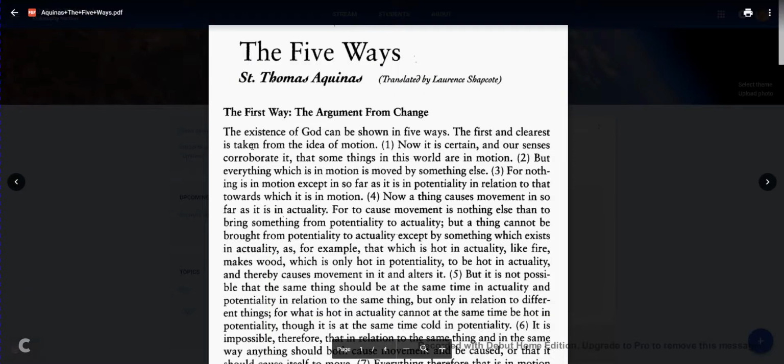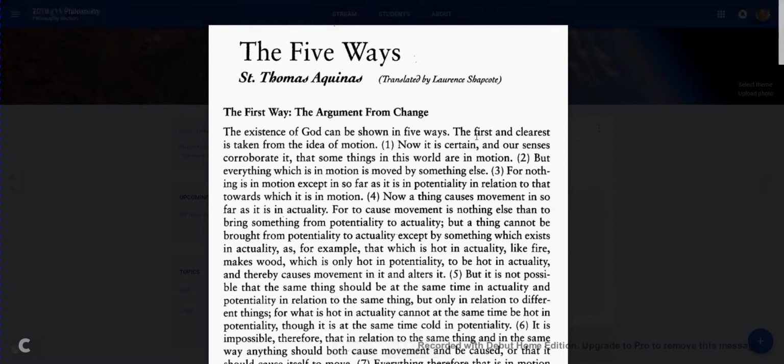The existence of God could be shown in five ways. The first and clearest is taken from the idea of motion. Now, it is certain, and our senses corroborate it, that some things in the world are in motion.